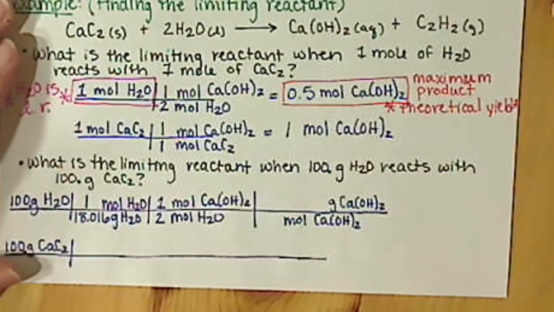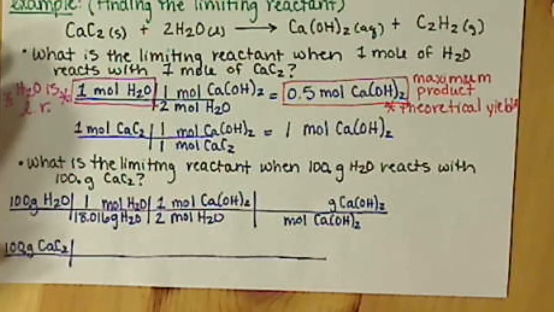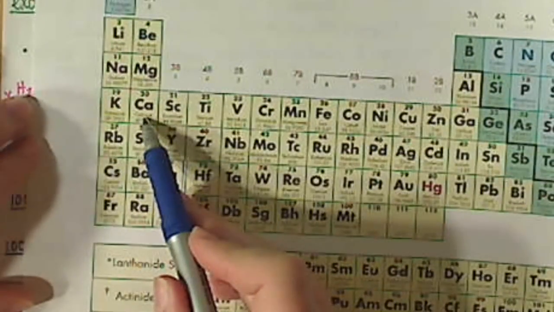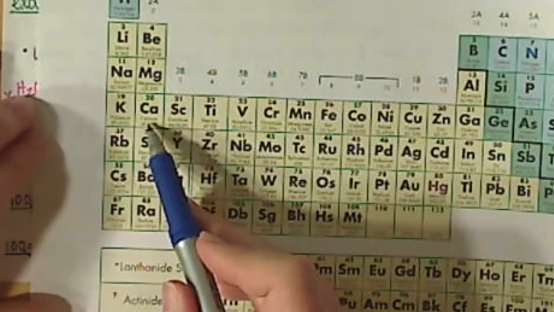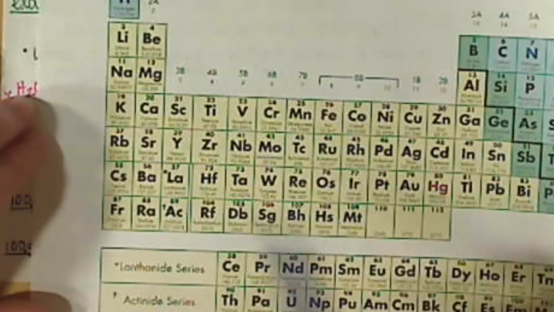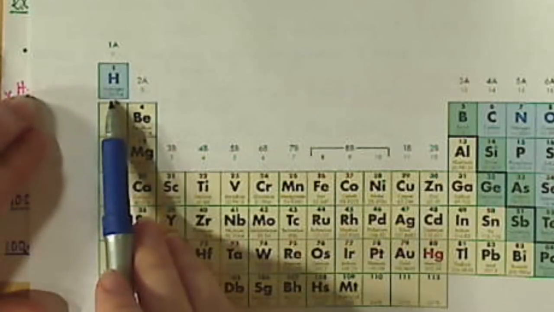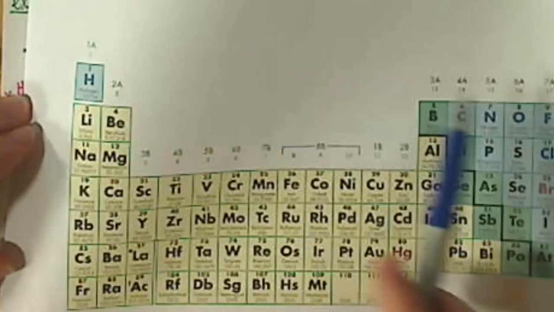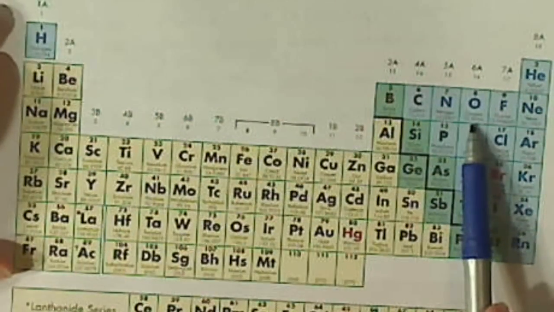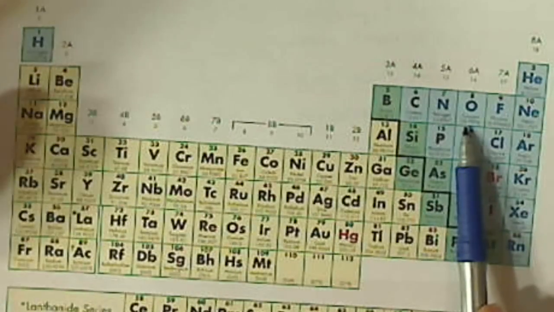All right. So we look up in our periodic table. Calcium is over in group 2A, the 4th period. It has a molar mass of 40.08. We have another hydrogen, 1.008, and our oxygen, over here, group 6A, at 16.00.